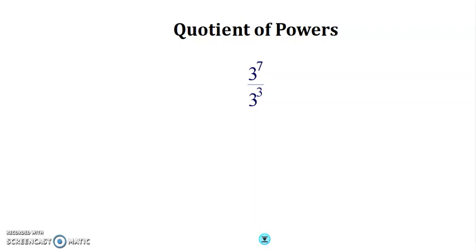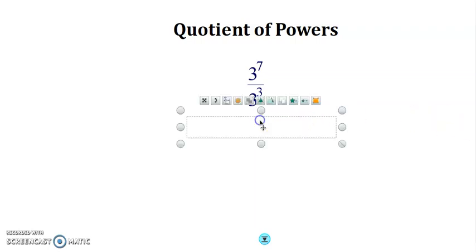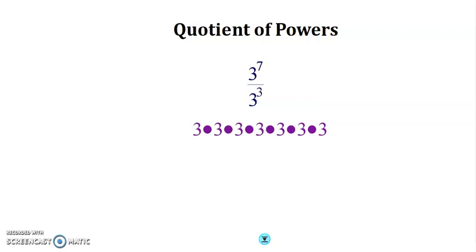So here we have 3 to the 7th power divided by 3 to the 3rd power, and it's just written as a fraction here. So in the numerator, 3 to the 7th power would just be 3 times 3 times 3 times 3 times 3 times 3 times 3, 7 times. And in the denominator, it would just be 3 factors of 3, just like that.